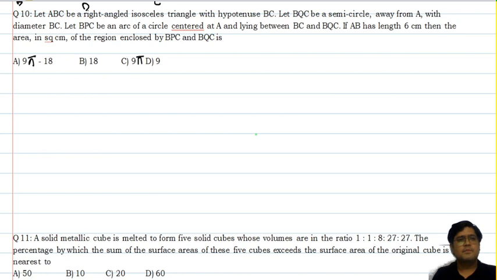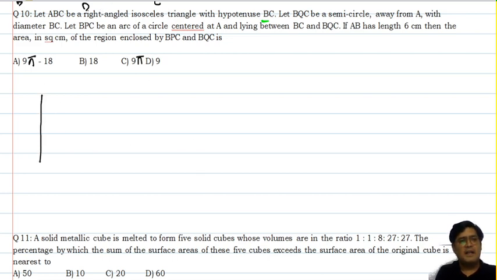10th problem. Let ABC be a right angled isosceles triangle with hypotenuse BC. BQC is a semicircle away from A with the diameter BC. Let me first plot this up. Let me first put this on paper.